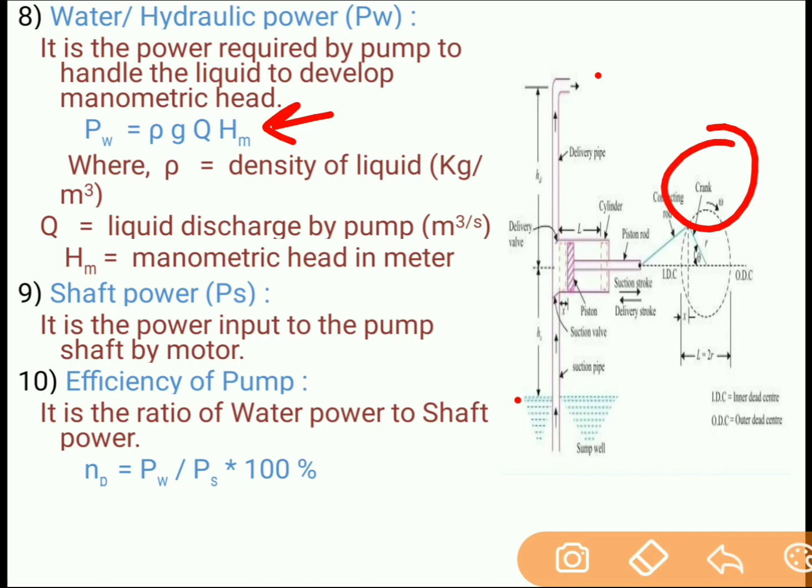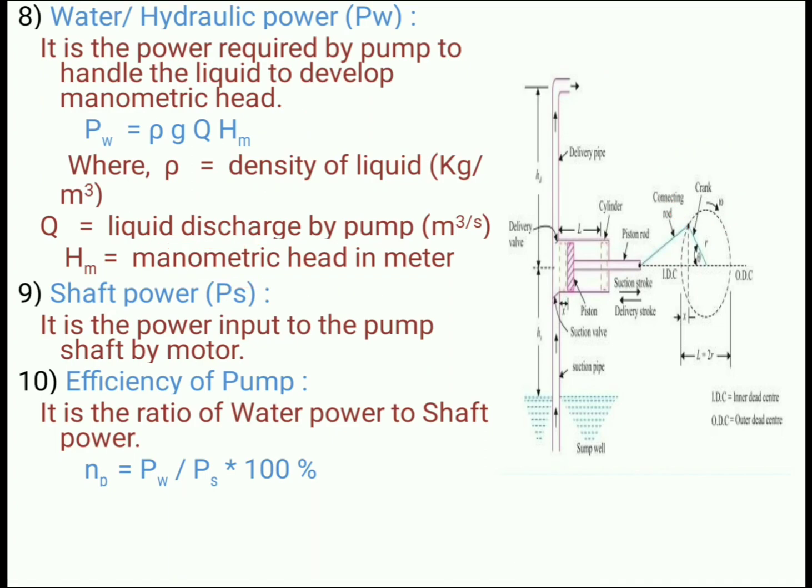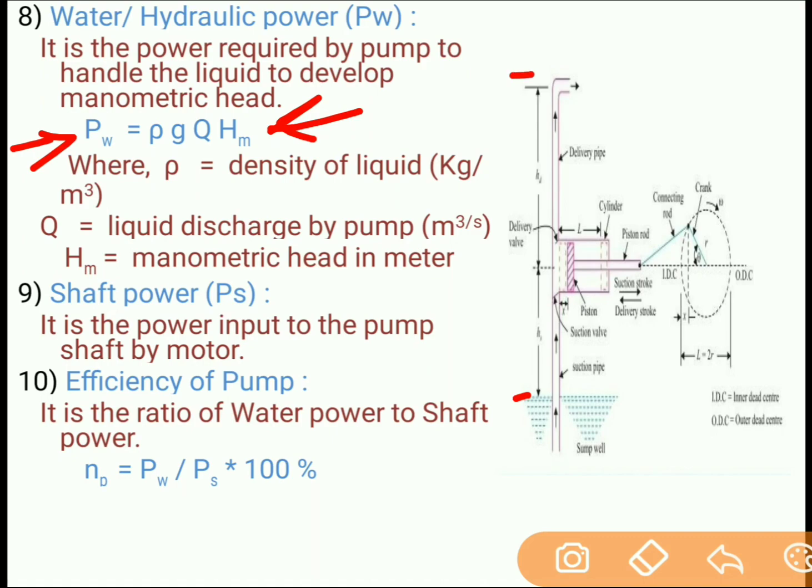So the power which is supplied at the crank can be considered as rho g Q Hm, where rho is the density of the liquid, Q is the discharge of the pump, and Hm is the manometric head in meters. If you multiply all the terms, you will get the water power, that is the power required to transfer the liquid from the sump to the delivery pipe.